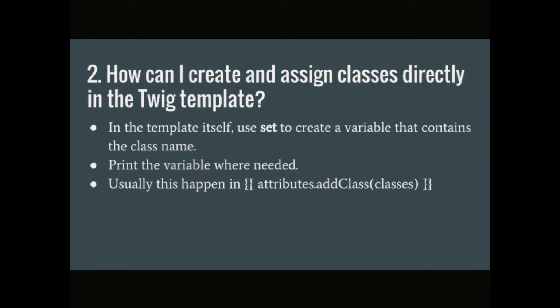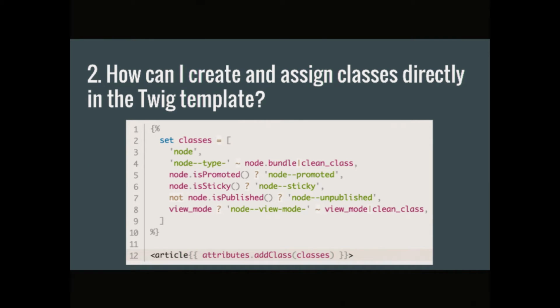Second recipe: how can I create and assign classes directly in the theme, in the Twig template? Before, in Drupal 7, we had a hook to do that. In Drupal 8 the recommended way to create classes is doing them directly in the template. So you just modify the template itself, you use the set keyword to create a variable, you assign the value that you need, and print the variable. Usually, when you are working with classes, you add them using the addClass method. So this is an example.